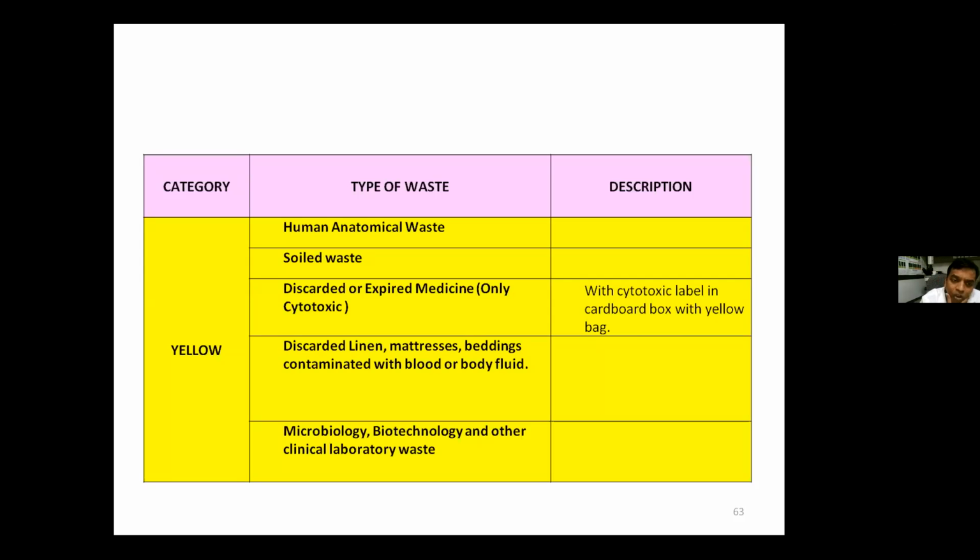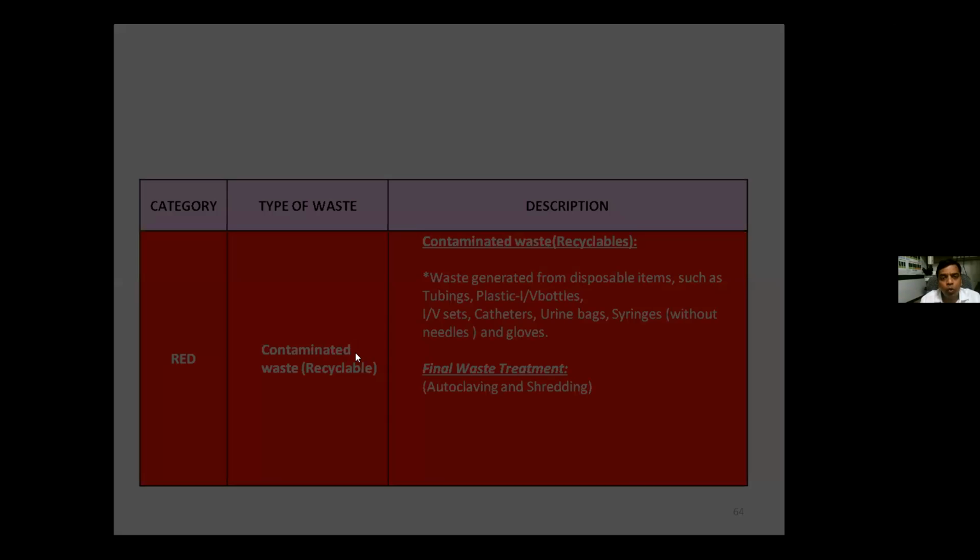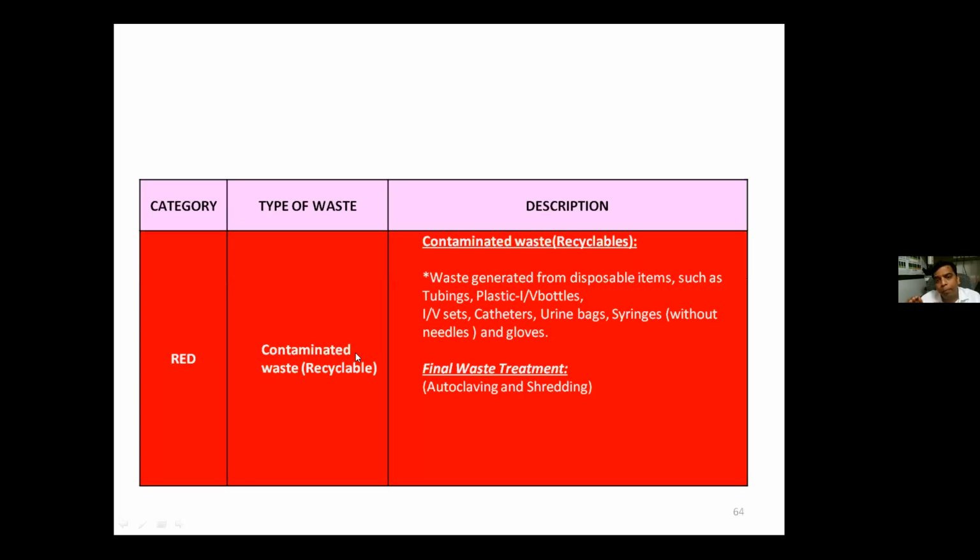Now, what are those non-rubber, non-plastic things? Anatomical waste, animal waste, discarded medicine. Discarded medicine should be in a different yellow color bag with a certain sign. Discarded linen, laundry, and microbiological waste go into the yellow bag. Cap and mask will go into the yellow bag, while gloves will go into the red bag. Urine bag will go into the red bag, but blood bag will go into the yellow bag.